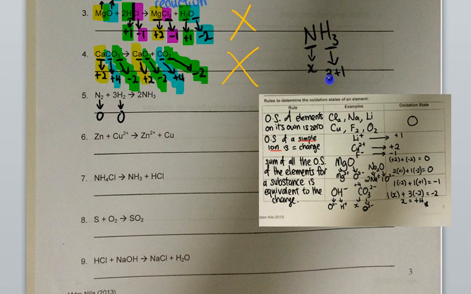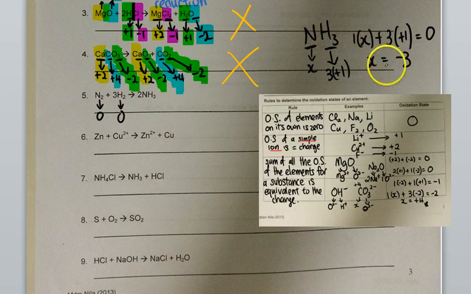How many of it do we have? We have 3. So how many X do we have? 1X plus 3 times +1 overall is equal to 0 because there is no charge overall. So X is equal to -3. So the oxidation state of nitrogen is -3. For hydrogen it is +1. So let's see the thing here.